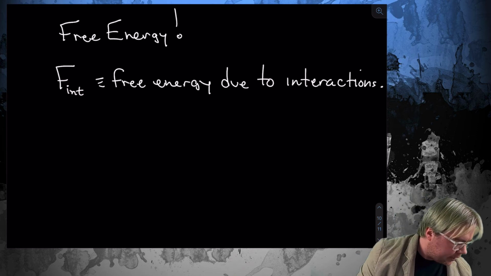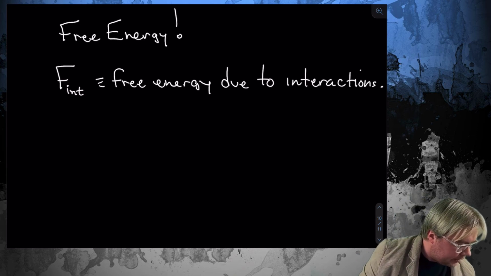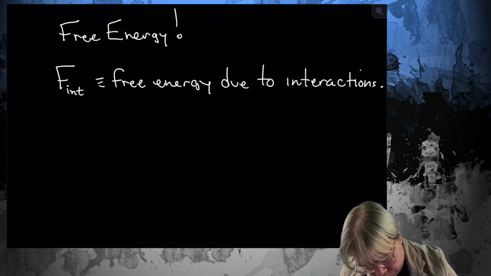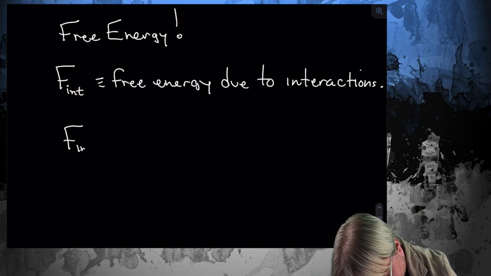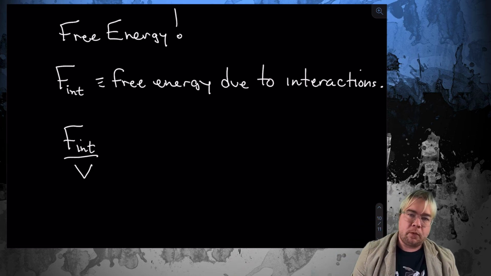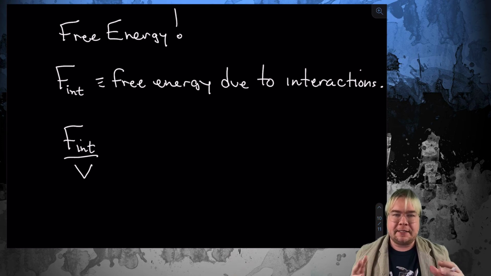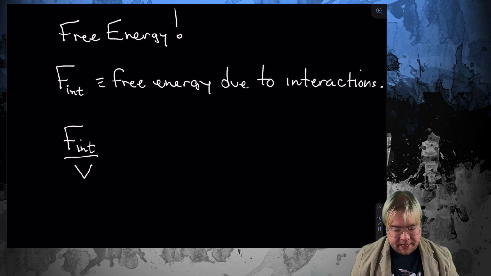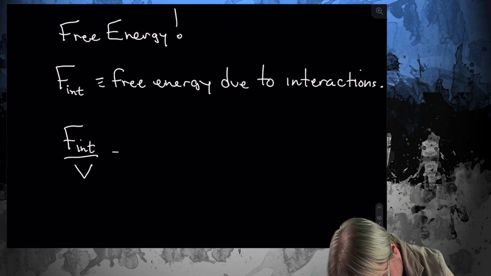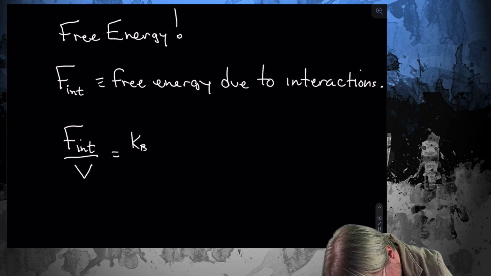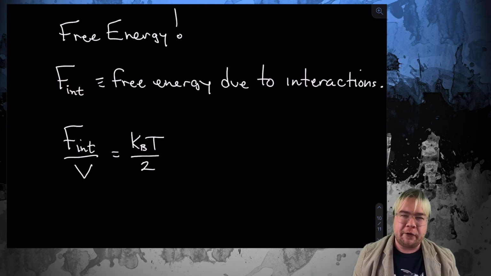So if we do this, just looking at my notes here, the best way to do it, I think, we can write the free energy due to interactions, and we can normalize it by the volume. Why? Because if we don't do that, it's going to be an extensive property that changes as the size of our system changes. So let's make it intensive by dividing by volume. Then this is going to be kBT divided by 2. This is going to look like the virial expansion that we had for osmotic pressure.